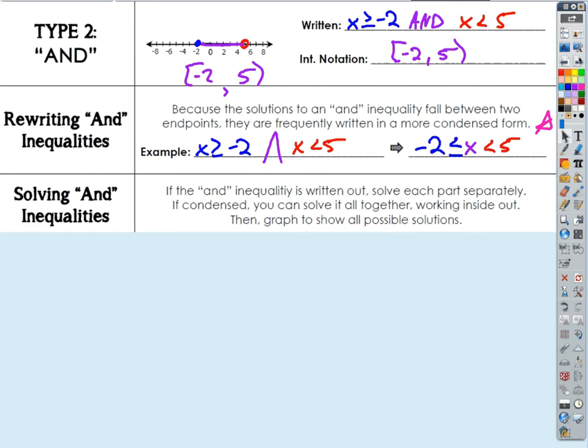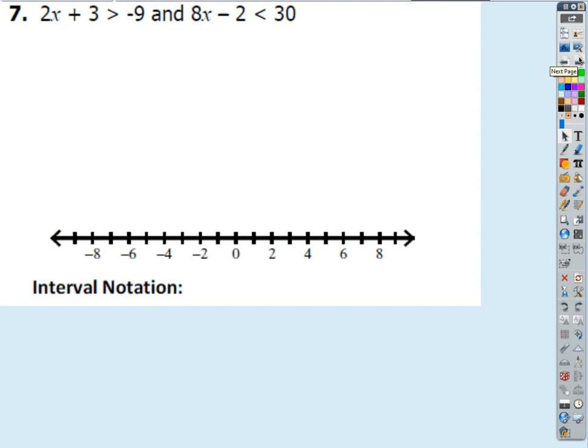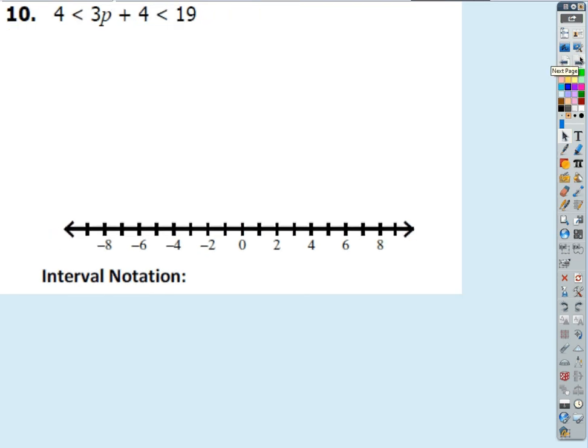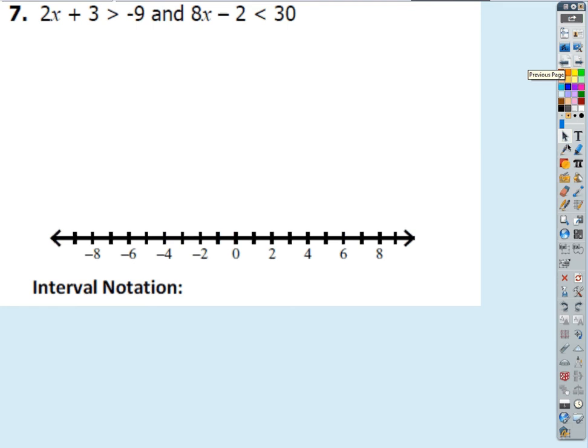Okay, so let's try a couple of these. We'll do one kind of hokey one with the word and in it, or a symbol, and then we'll start looking at the kind that we're more interested in, where we've got it written in 3 parts, which is almost always how we do it in math. So what are the 2 steps to isolate the x in the first one?